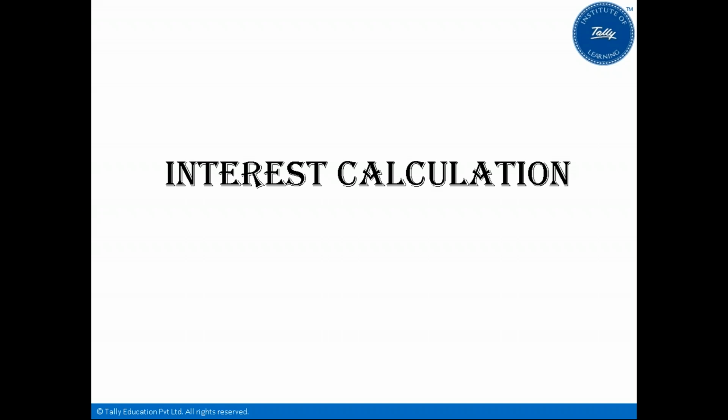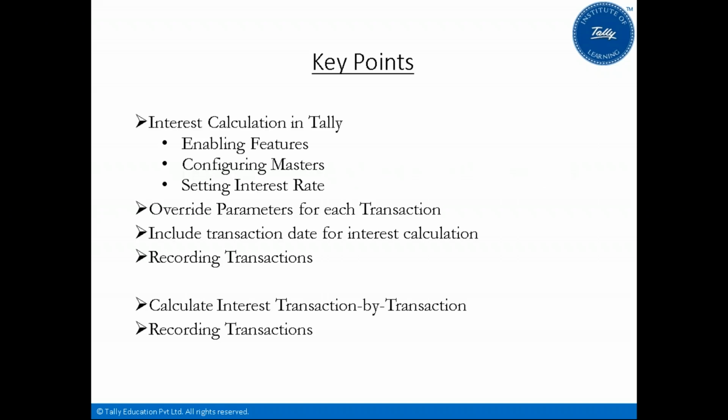So let us do the activity in Tally.ERP 9. The key points give you an overview. Some of the basics: we need to enable the features, configure masters, set up the interest rate, override parameters for each transaction, include transaction date for interest calculation, record transactions, and calculate interest transaction by transaction. So this is what exactly we need to do.